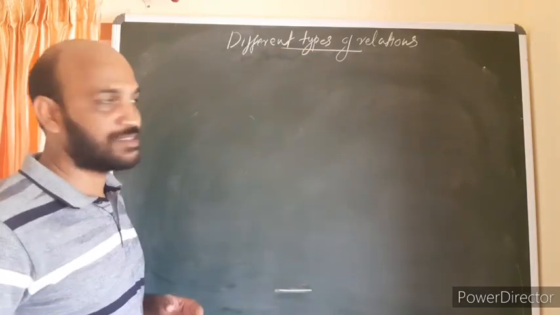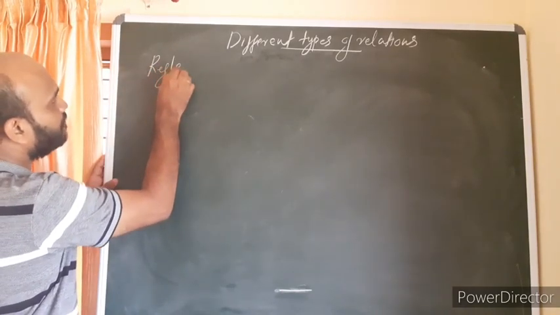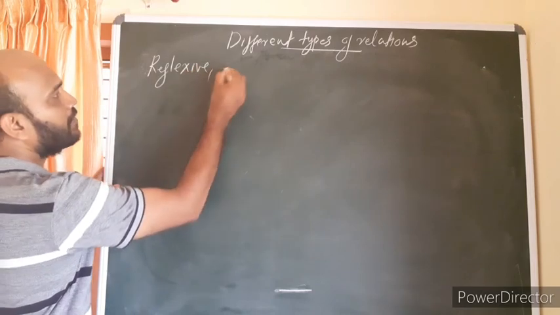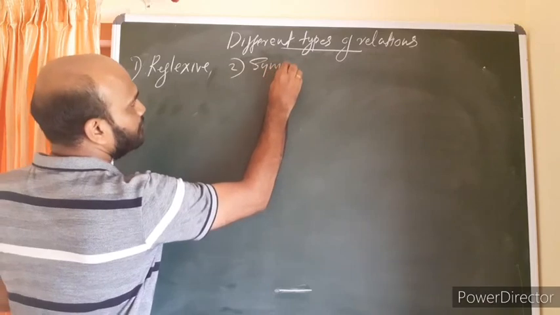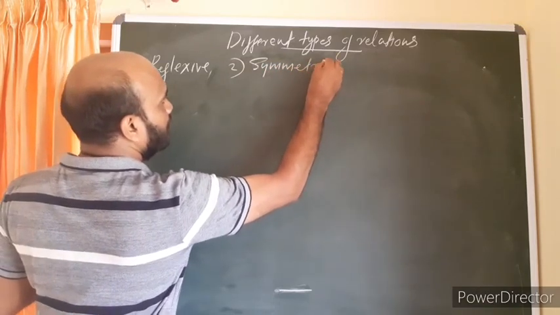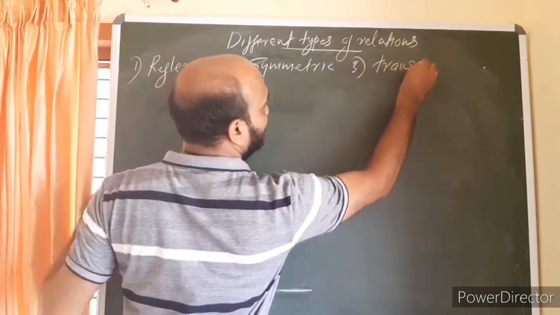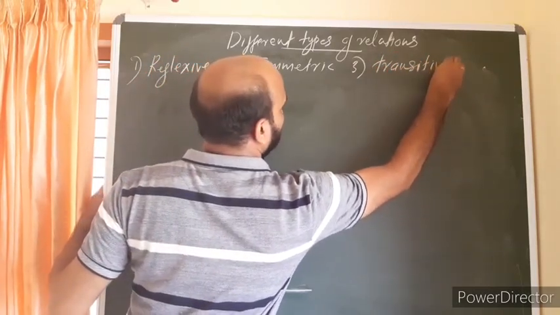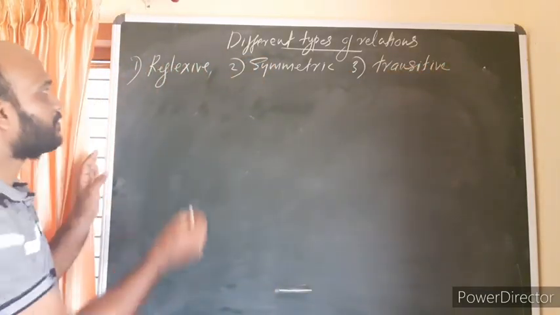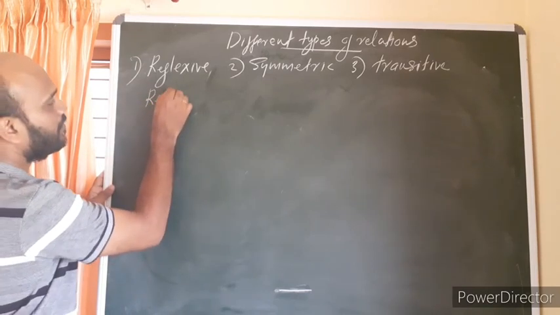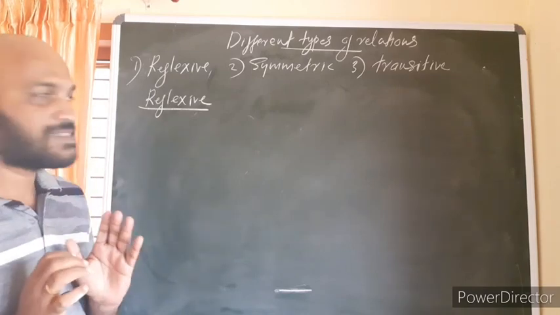Different types of relations are reflexive, second one, symmetric, and third one, transitive. So now we can study these relations one by one. First one is reflexive. So first I will tell its definition.